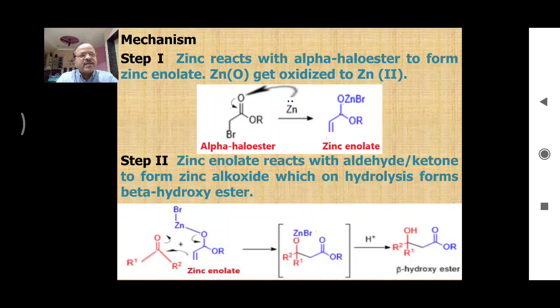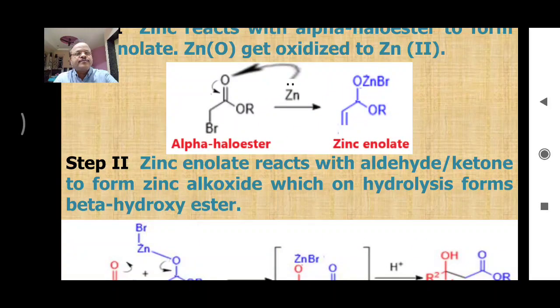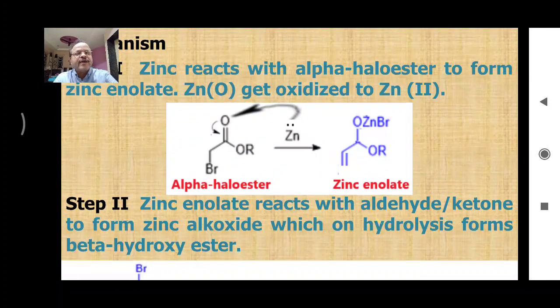Zinc reacts with alpha haloester to form zinc enolate. So in this reaction, zinc, initially having a zero oxidation state, gets oxidized to +2 oxidation state, Zn+2. So this is step number 1. Zinc carries one lone pair of electrons.